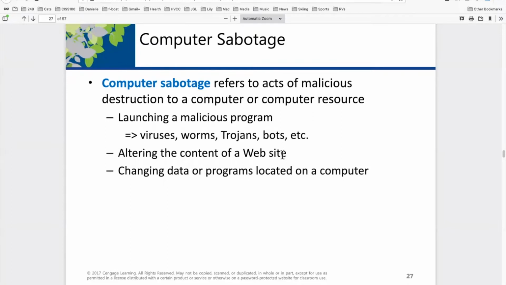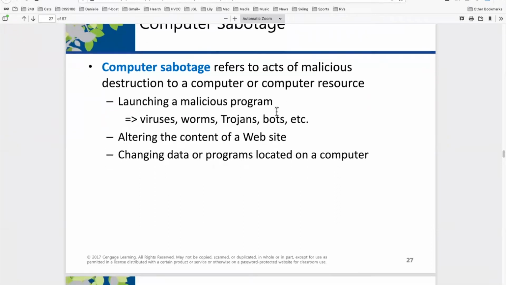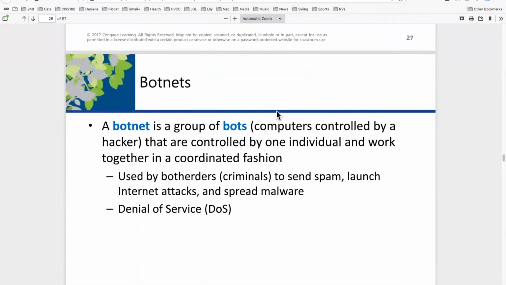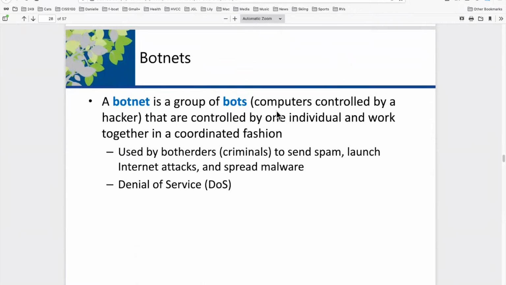So looking at computer sabotage, here's where we begin speaking about viruses, worms, trojans, bots, etc. What they're doing out there with sabotage is they will sabotage websites, or they could just sabotage corporate infrastructure, maybe wipe out data just to be a nuisance, or to create a denial of service type situation. So botnets, what are botnets? A bot is a controlled computer. This computer now has malicious code on it, and it can be controlled by the bot herder. Quite often, these are used to spread worms. They're used to create denial of service attacks, distributed denial of service attacks.